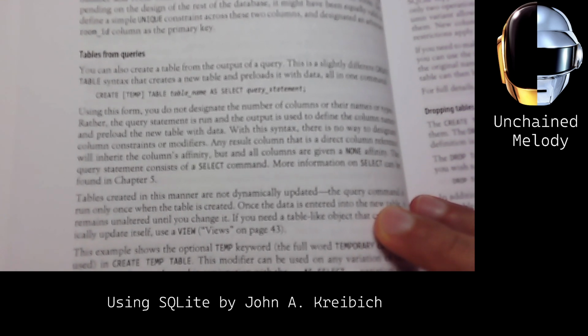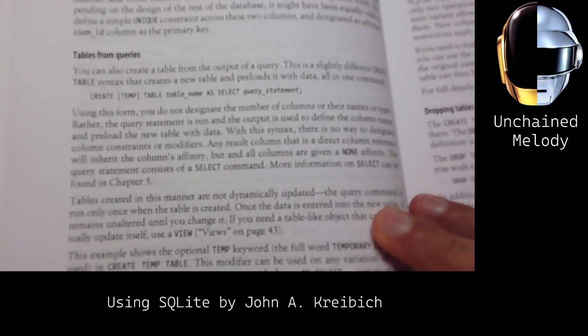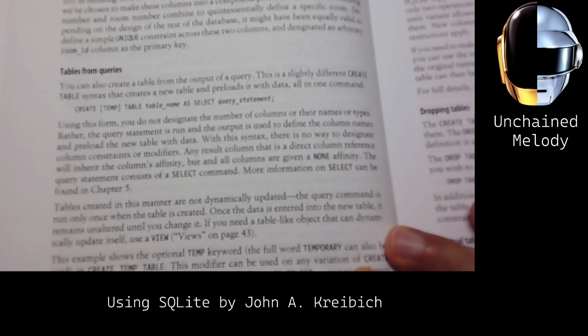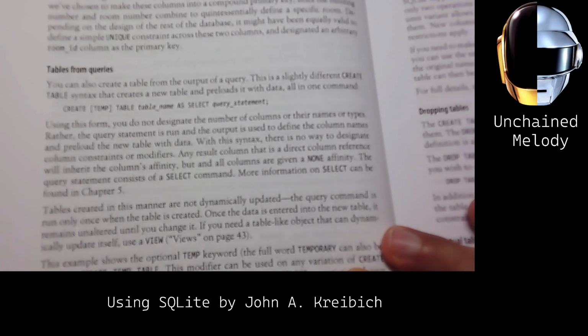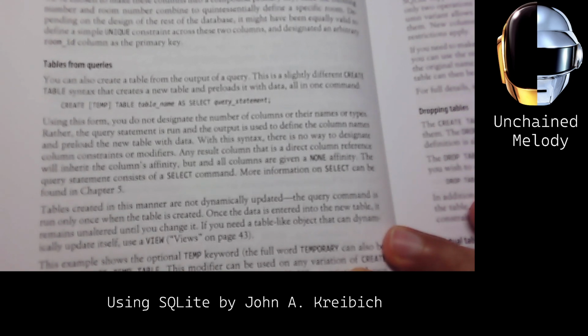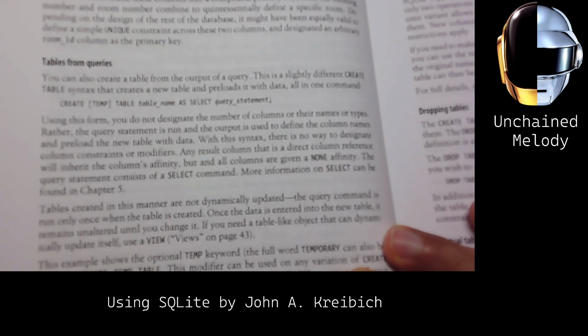Tables from queries. You can also create a table from the output of a query. This is a slightly different create table syntax that creates a new table and preloads it with data all in one command. Create temp table, table name as select query statement. Using this form, you do not designate the number of columns or their names or types. Rather, the query statement is run and the output is used to define the column names and preload the new table with data. With this syntax, there is no way to designate column constraints or modifiers.